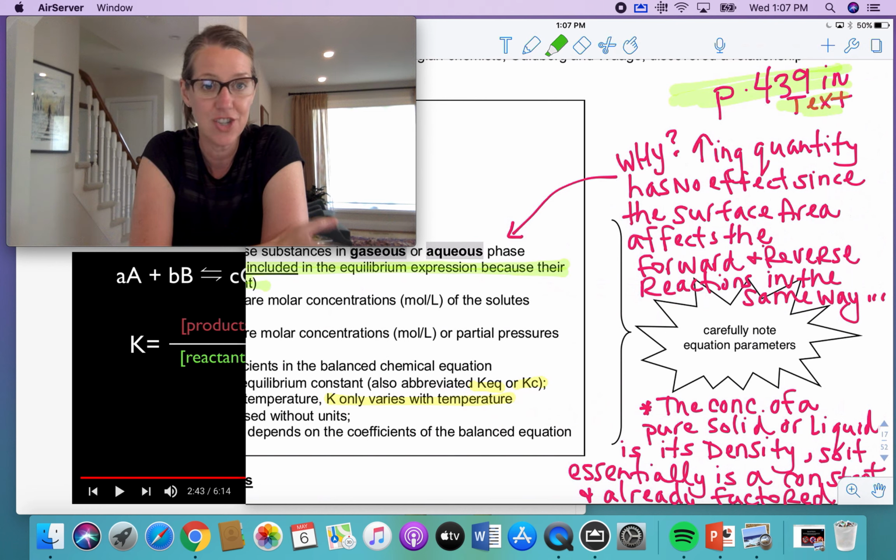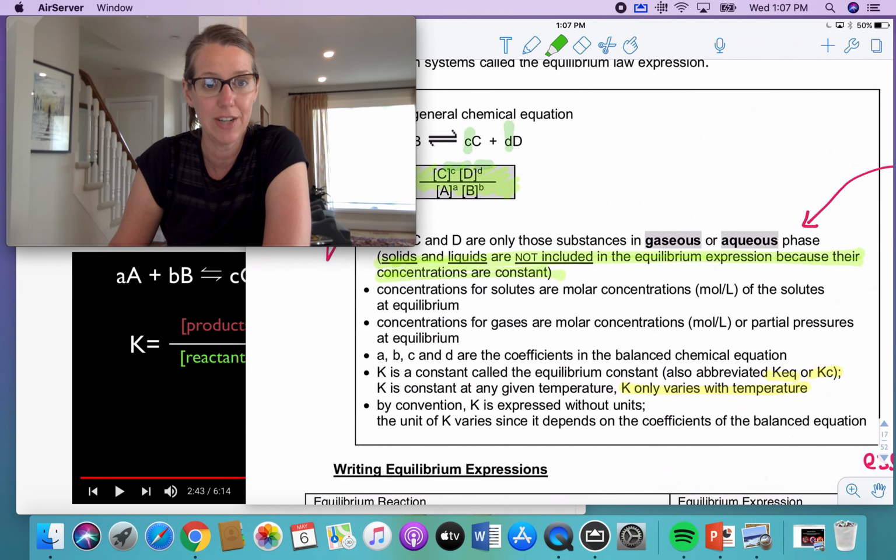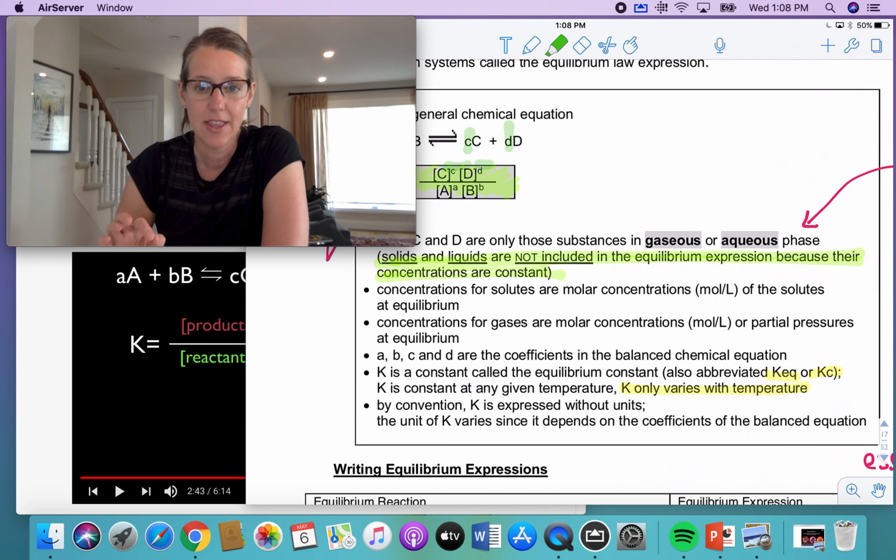Okay, but basically it just means that you've got to look at the state of your reactants and your products, and you're only going to factor them in if they're gaseous or aqueous. If it's a solid or if it's a liquid, you don't even have to bother using it. Okay, the concentrations are all going to be moles per liter to keep things consistent. Notice that the little a, b, c, and d are the coefficients. That's easy. We'll plug that in later.